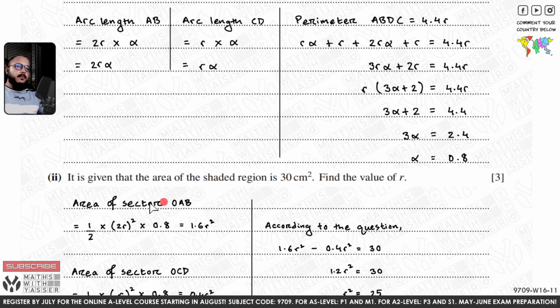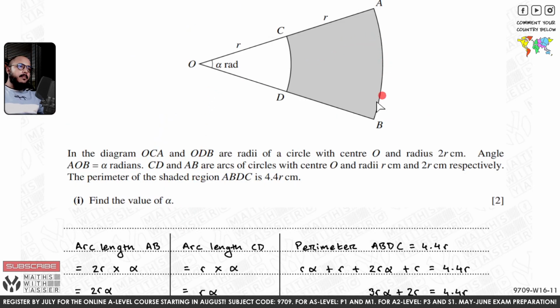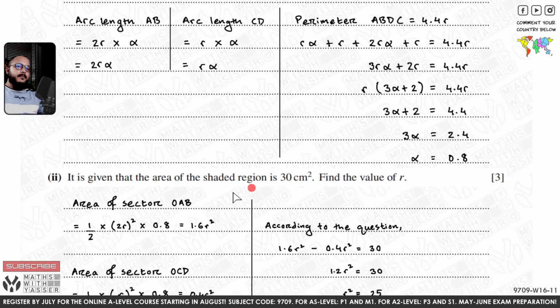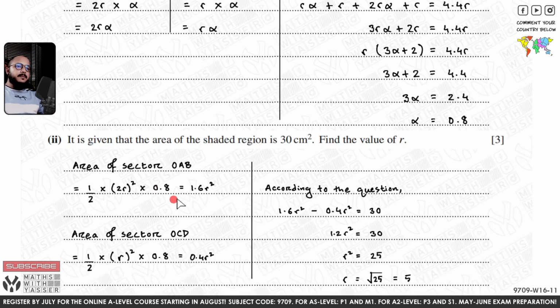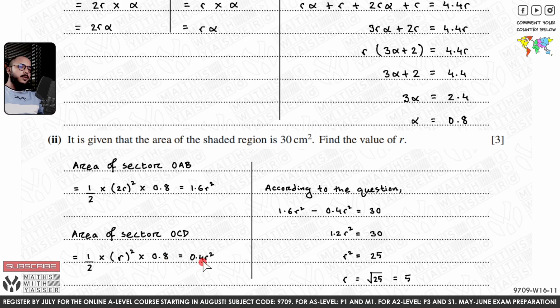So area of the sector OAB, which is the bigger sector, must be half R squared theta is the formula, where R is 2R and theta we got 0.8. So that gives us 1.6R square. And area of the sector OCD is half R square, again the theta is 0.8. That gives us 0.4R square.